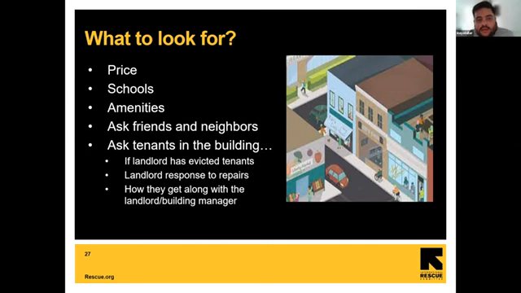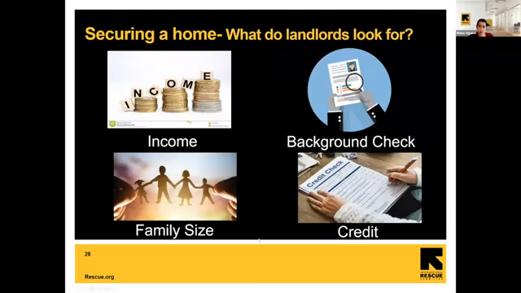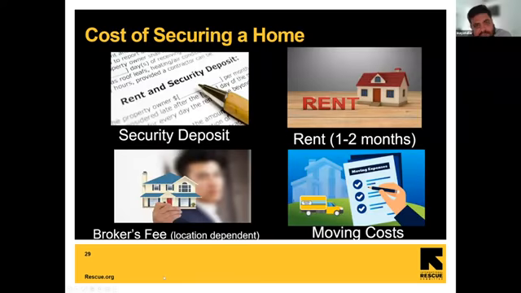So just to review quickly, we also mentioned earlier, when trying to find a home, they're going to look for income, family size, background check, and usually your credit. So these are all things that you want to start thinking about and planning for. There are also the costs for securing that apartment: the security deposit, the rent, the moving costs, and in some cases, the broker's fee. So you want to think about that too when you're planning to move.